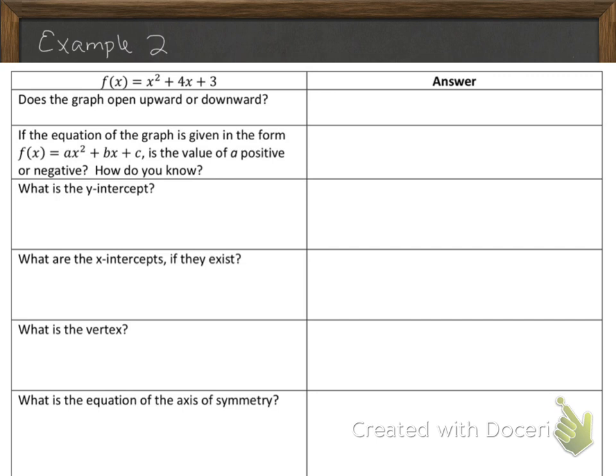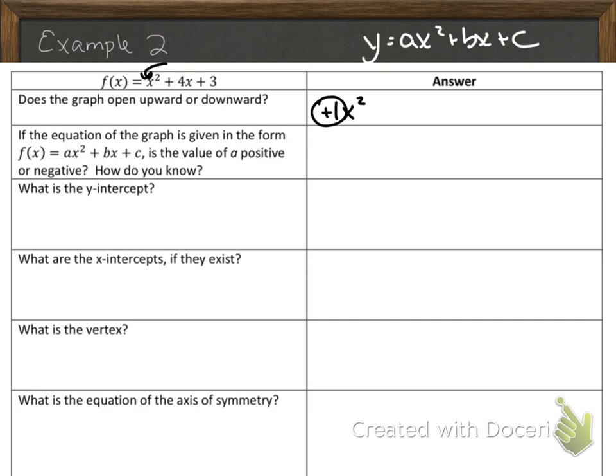Okay, so it says, does the graph open upward or downward? Well, we need to look at a. Remember, we have y equals ax squared plus bx plus c. If we look at this equation, what is next to x squared? It's really 1. We could write it as 1x squared. Is that 1 positive or negative? Well, it's positive. We assume that when we don't write any symbol in front of a value or a term, it's positive.